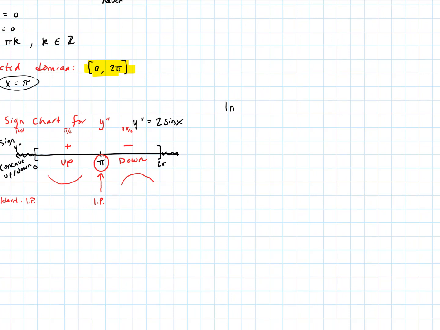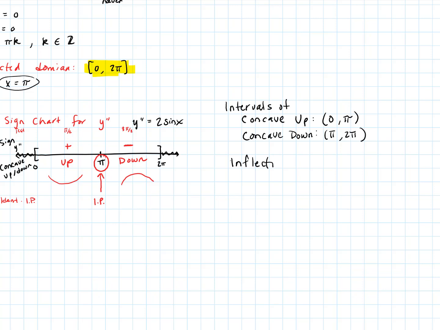So we can say, okay, intervals of concave up. Well, we're concave up from 0 to pi and concave down from pi to 2 pi. This is on that restricted interval. Then we also have inflection points, and I abbreviate inflection points just IP. So inflection points, we actually only have one, and that is at x equals pi. So x equals pi is an inflection point.